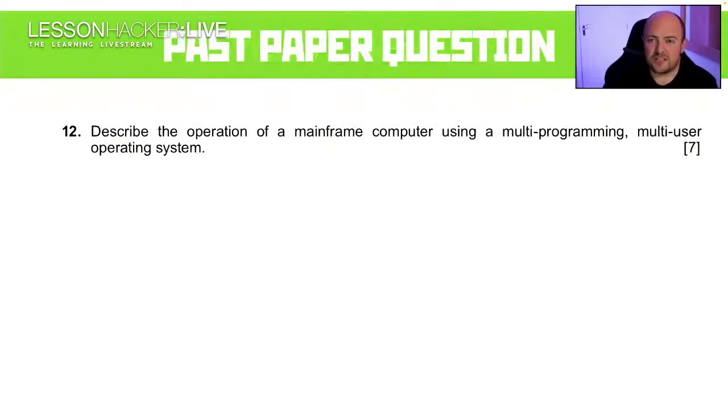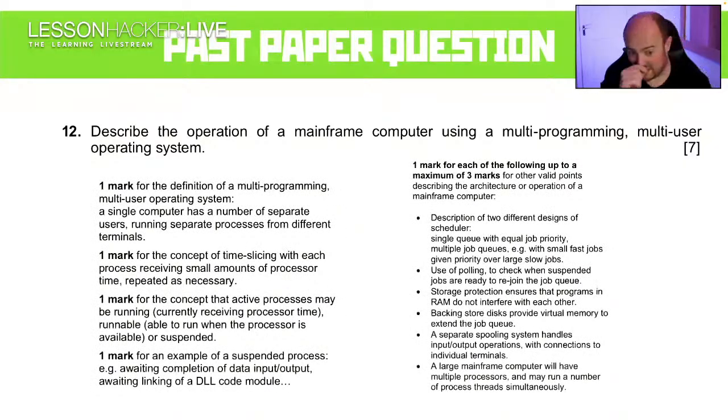And then I wanted to show you this past paper question because this is where we talk about multi-programming and multi-user operating systems. Now, the mark scheme for that is multi-programming, multi-user operating systems are where we have one computer with a load of different users, that's the multiple users, running separate processes, that's the multi-programming part, from different terminals. In other words, there's a bunch of computers all connected to one big mainframe computer or big server. Users can log into that at the same time from different terminals, and each of the terminals are processing different things based on that main computer.